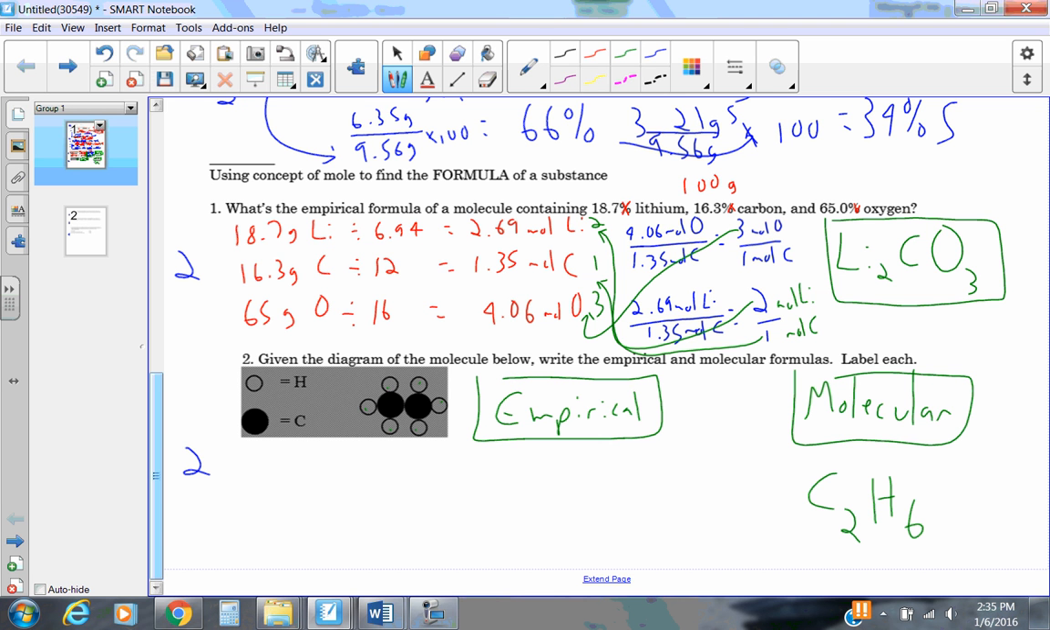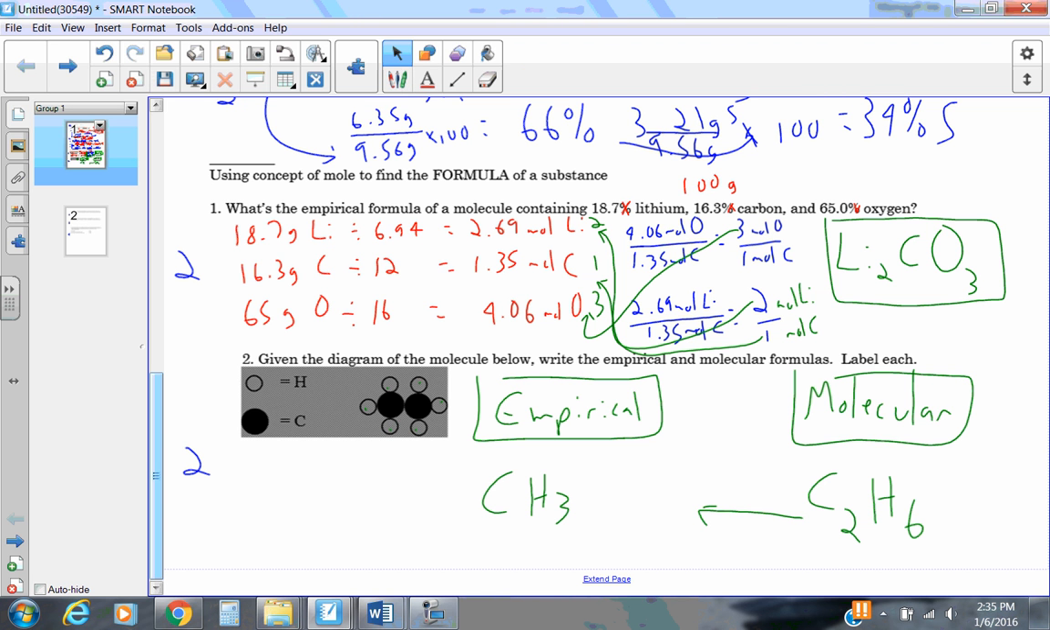In other words, reduce this down. The empirical would simply be CH3, half as many as both of them. That's the simplest whole number ratio.